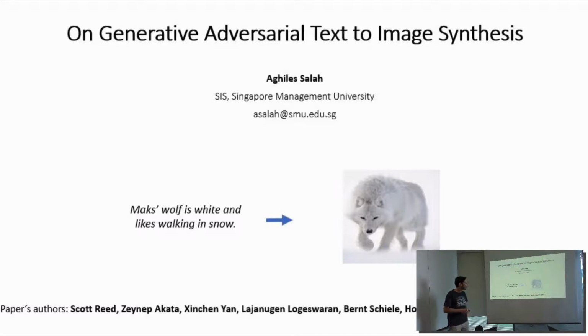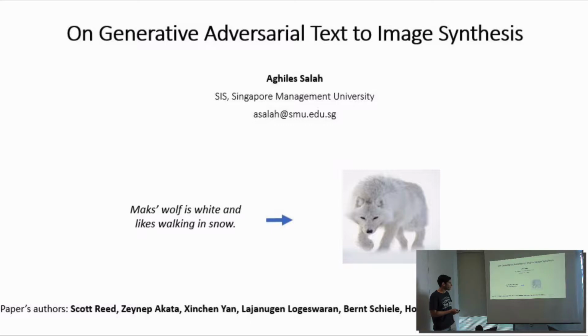So I'm going to talk today about the paper which tries to synthesize images from text. I think this paper appeared in 2016 at ICML. The paper is titled Generative Adversarial Text-to-Image Synthesis.